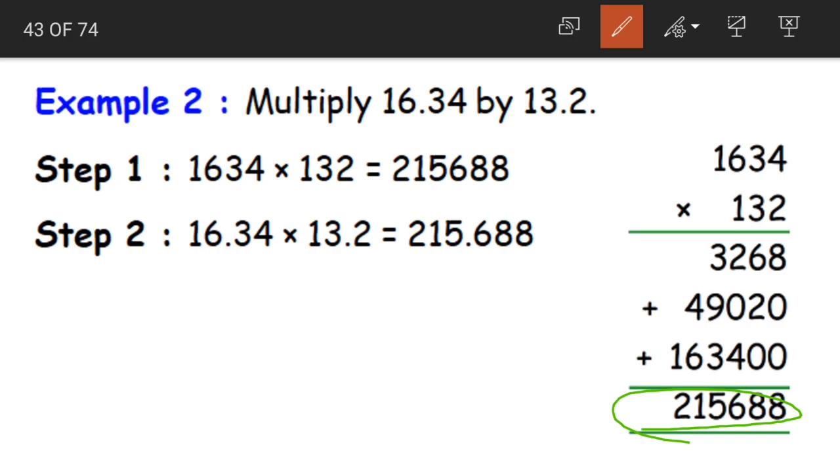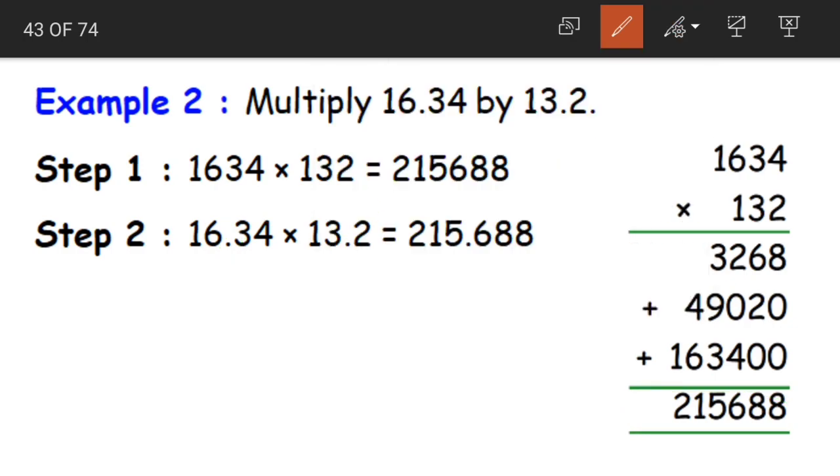If we look at the numbers given, we have 16.34 and 13.2. What are the number of decimal places? 1, 2 and 3. We are having 3 decimal places altogether. We have to consider both the numbers. Yes, when we consider both the numbers together, we are having 3 decimal places.